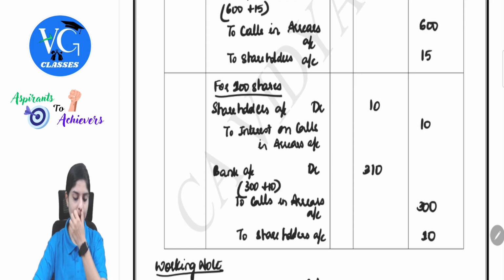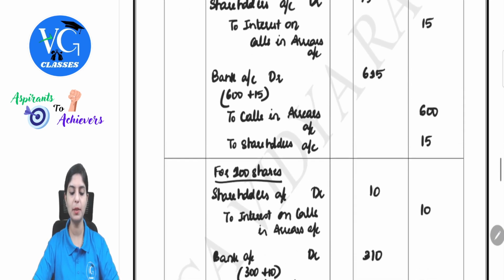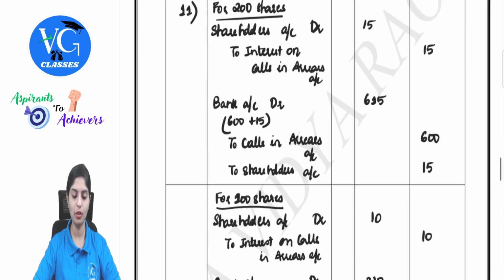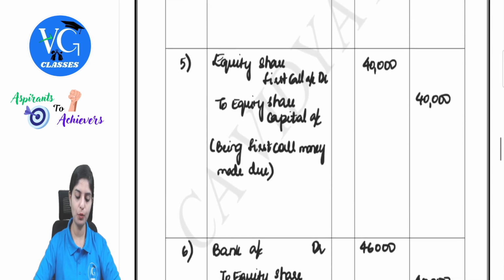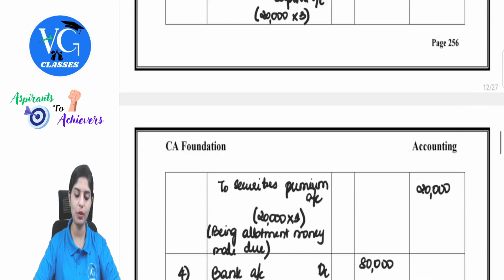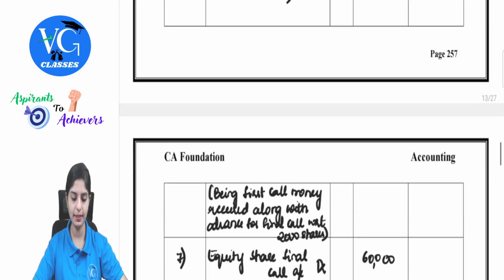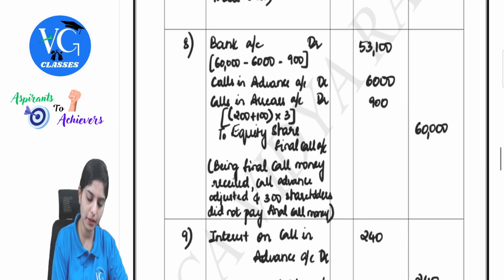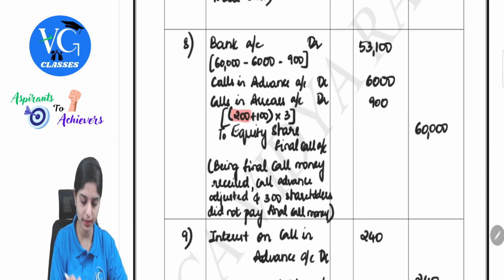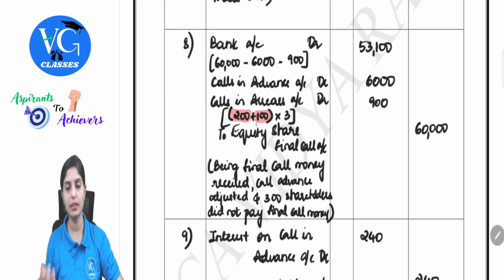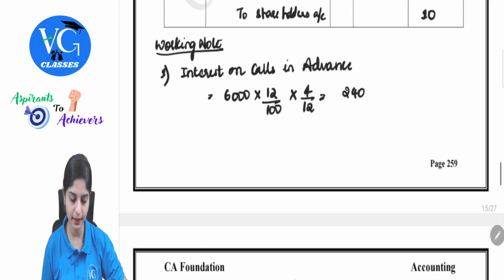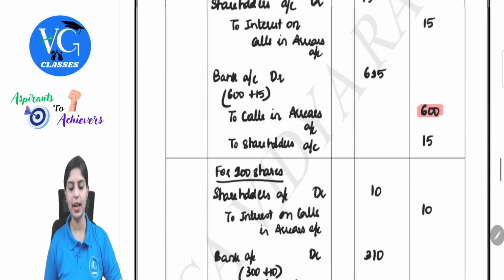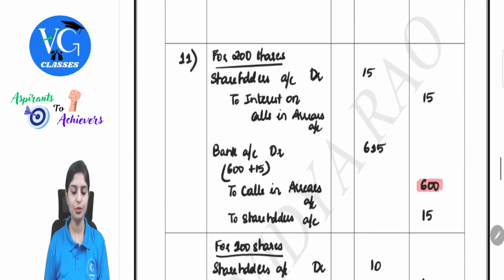So you will accordingly write the narration with respect to individual shareholders: being interest on calls in arrears made due, and then interest received along with call money. Let me explain once again how we are getting those values. First, for calls in arrears, if you remember, we took for 200 shares into 3, that's why 600. Then 100 shares into 3, that's why 300. So both were recorded separately. See here, one for 600 and one for 300. That's what we have cancelled out. I hope you understood all of the entries.